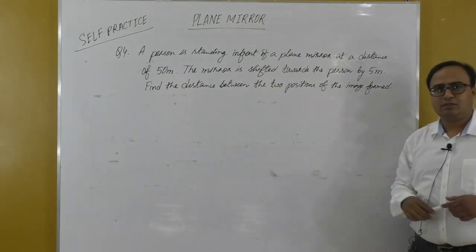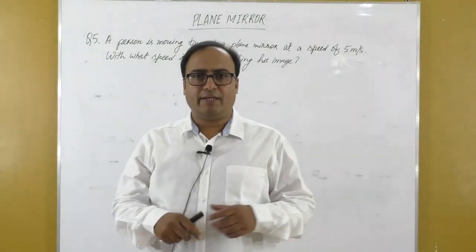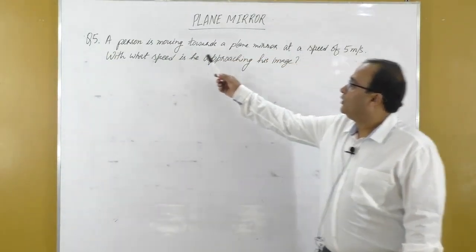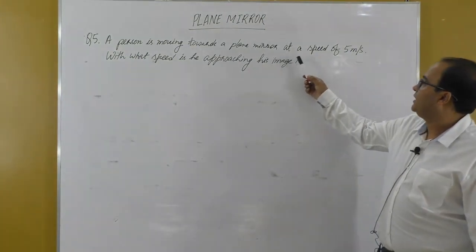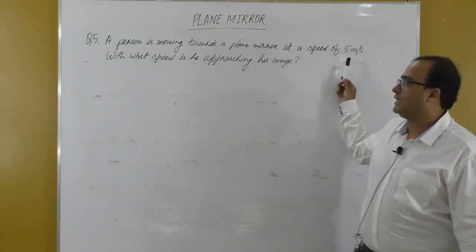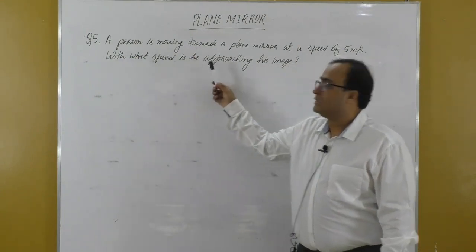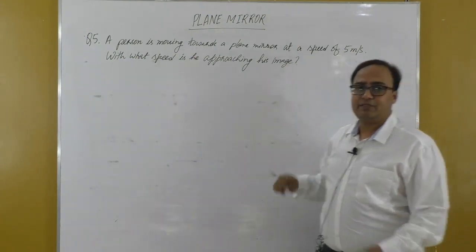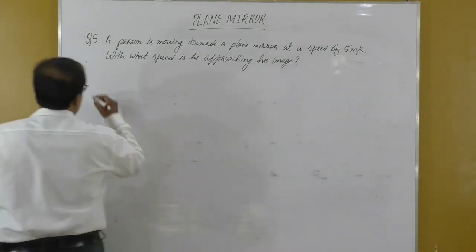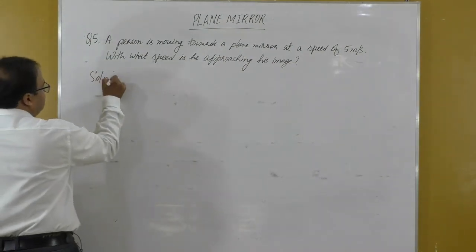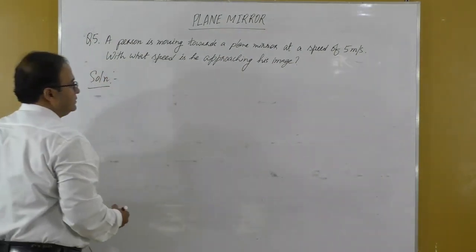Now question number 5. A person is moving towards a plane mirror at a speed of 5 meter per second. With what speed is he approaching his image? Look at the solution. Interesting question again. Try to understand it.